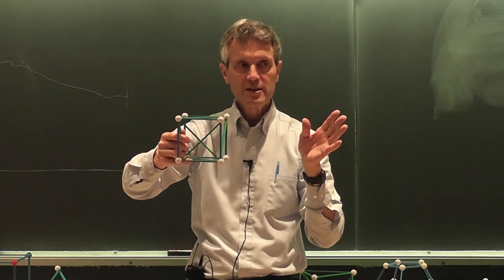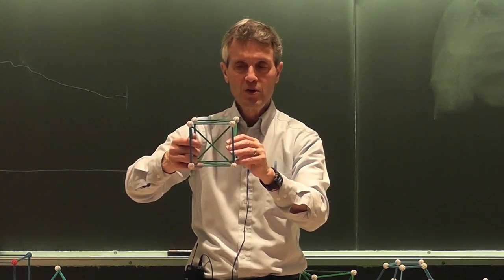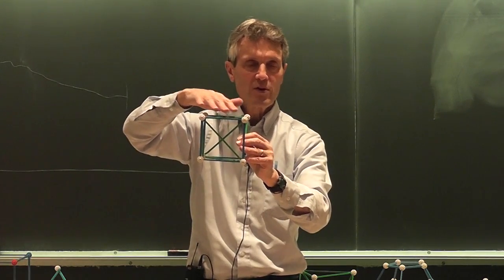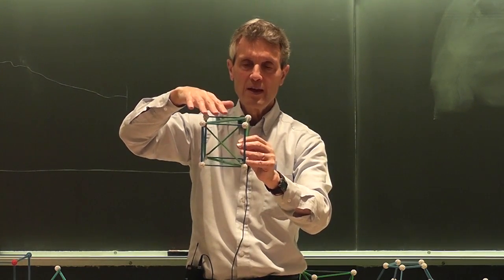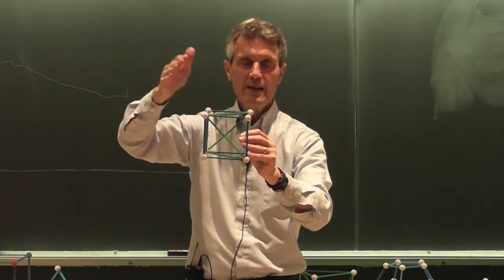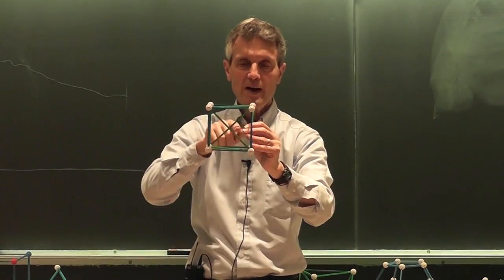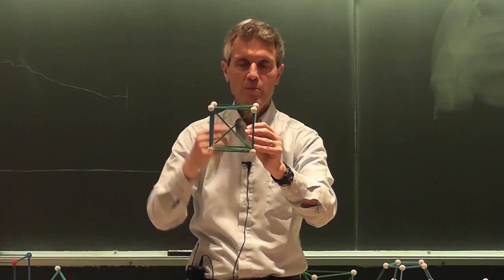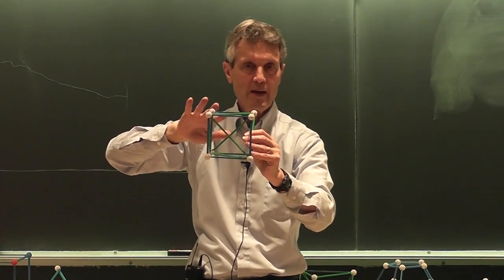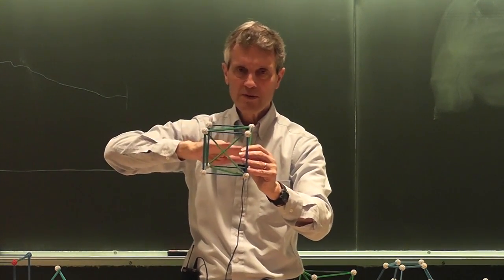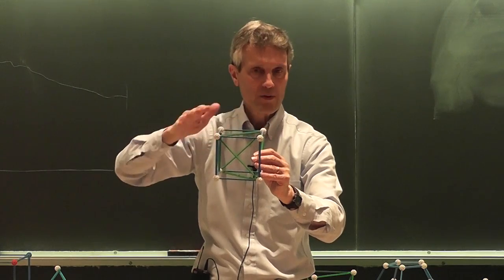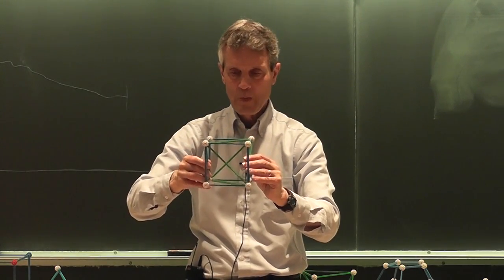So the 48 symmetries of the cube consist of the 24 symmetries of the tetrahedron, and then those same symmetries followed by this central reflection. And it actually doesn't matter if you do the central reflection first or afterwards, you get the same result.